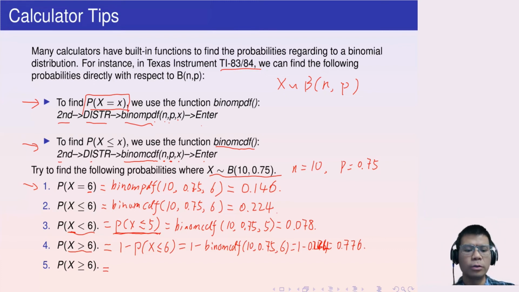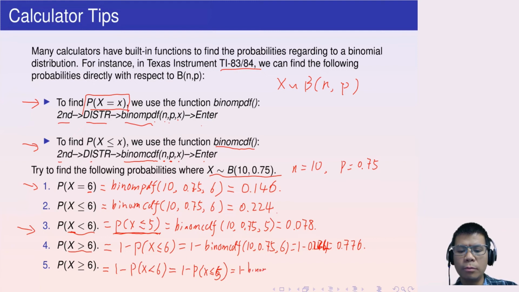Now the last one. Again we want to find the probability for X greater or equal than 6. We are going to use the complement again. The complement is X strictly less than 6. So this equals 1 minus the probability for X less or equal than 5. Basically this is like the third one, where X less than 6 is X less or equal than 5. So it equals 1 minus binomcdf of 10, 0.75 and 5. So it is 1 minus what?